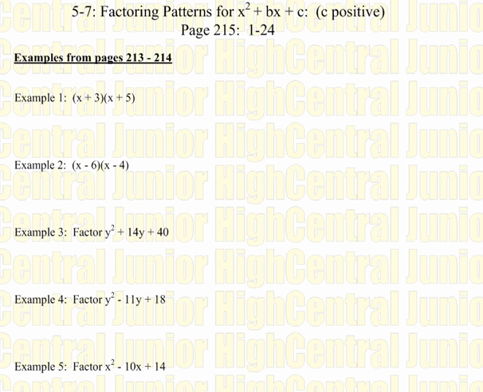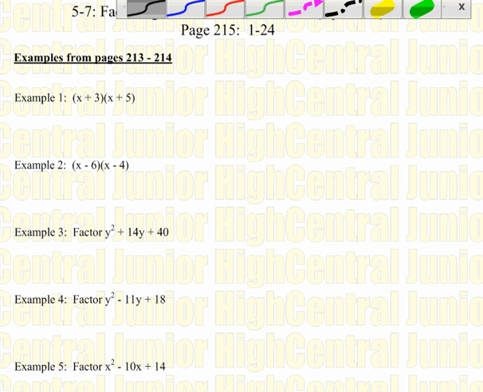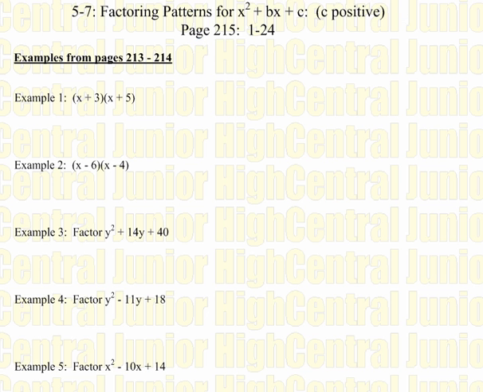In 5.7, we're doing factoring patterns for x squared plus bx plus c. And on these, it's going to be c positive. So let's look at examples from the sections. First, we are looking at example 1. On here, you're factoring out x plus 3 and x plus 5 into a trinomial.